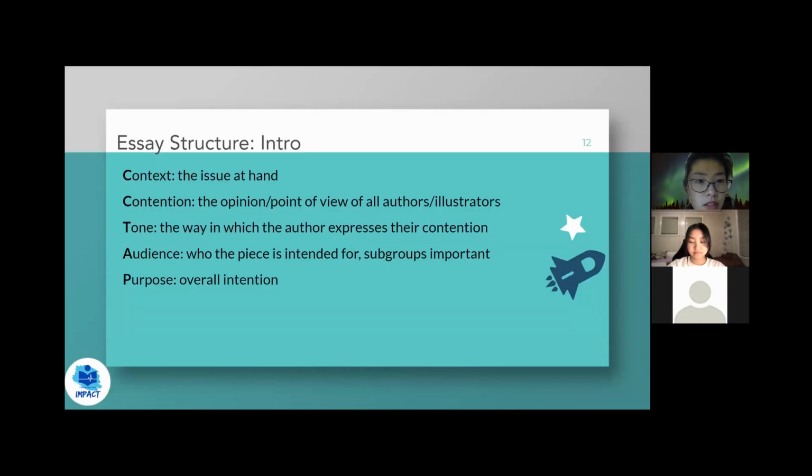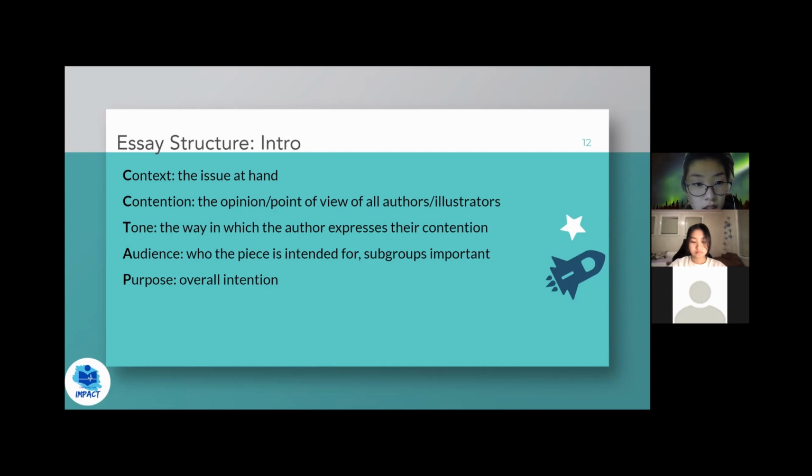Cool. So we've got essay structure, and the introduction in an argument analysis is fairly straightforward, I would say. It's pretty much just ticking off boxes. And here's a nice way to remember it, CCTAP. So we've got context, kind of like the broad scope issues. And then we've got the contention, the opinion and view of the author and illustrator. And it's important to talk about the contention of both authors if there's two contrasting opinions in the article.